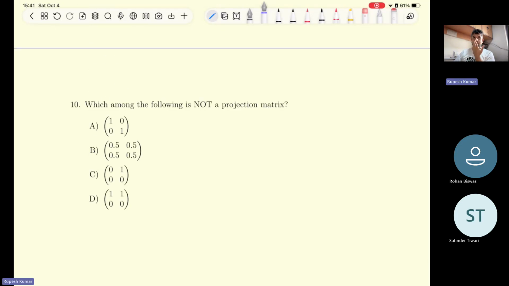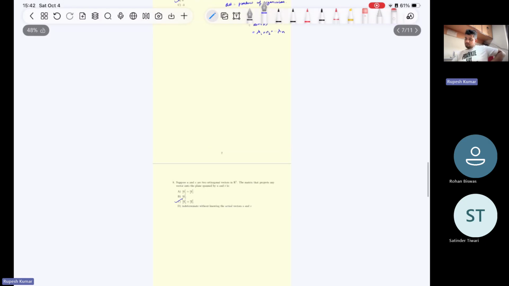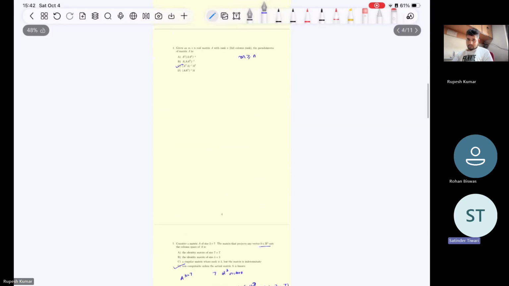Last question: which is not a projection matrix? You have to check only one property, the idempotent property, P squared equals P. Option C is failing that. I think it will be the zero matrix, twice multiplying. So you just have to check if this is true. Otherwise, if P squared is not equal to P, it's not a projection matrix, right?